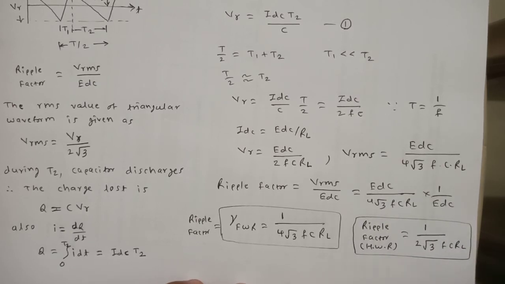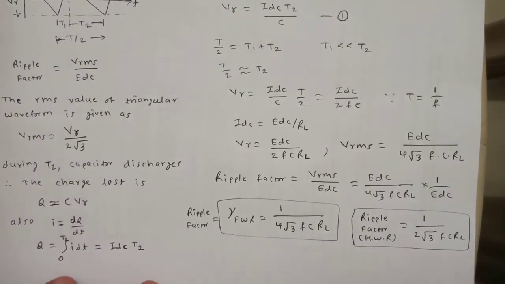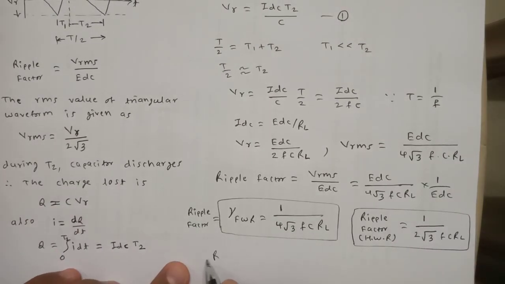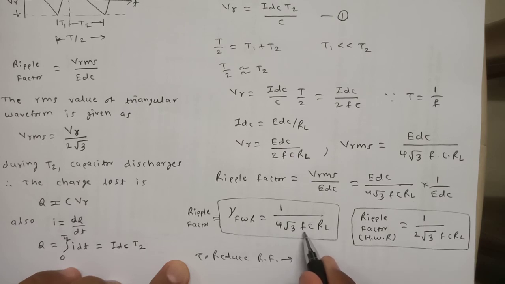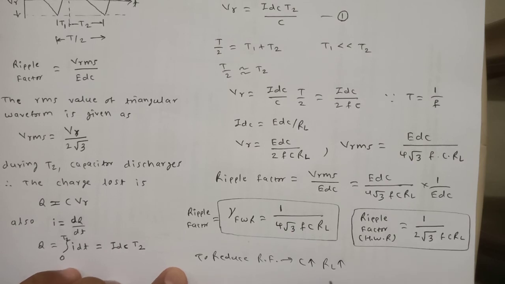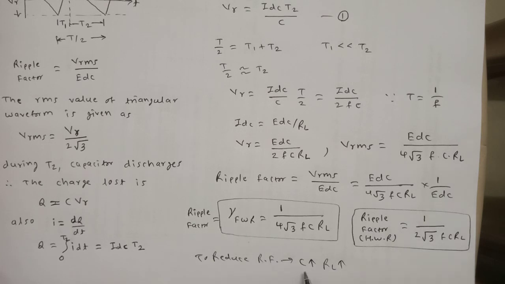If you want, you can derive the same. Ultimately, the conclusion is that if you want to reduce the ripple factor, you can increase the value of the capacitor, or you can increase the value of the load resistor. So to reduce the ripple factor, you increase either the capacitor, or the load, or both. This is how we can justify that the ripple factor can be reduced by increasing the value of the capacitor or increasing the value of the load resistor.